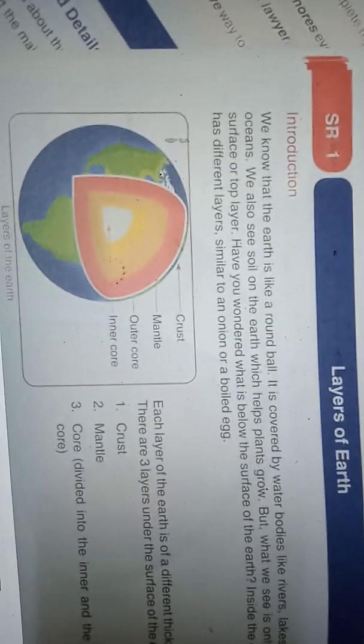Have you wondered what is below the surface? When you dig the soil, for a well and all, you have seen, yeah, we put a bore. What is there in the soil? Below the surface of the earth, inside the earth, it has different layers, similar to an onion or a boiled egg. When I show you a boiled egg, you have to peel the outer layer, the shell. After the shell there is a white, inside that there is a yellow. Like that you have different layers.